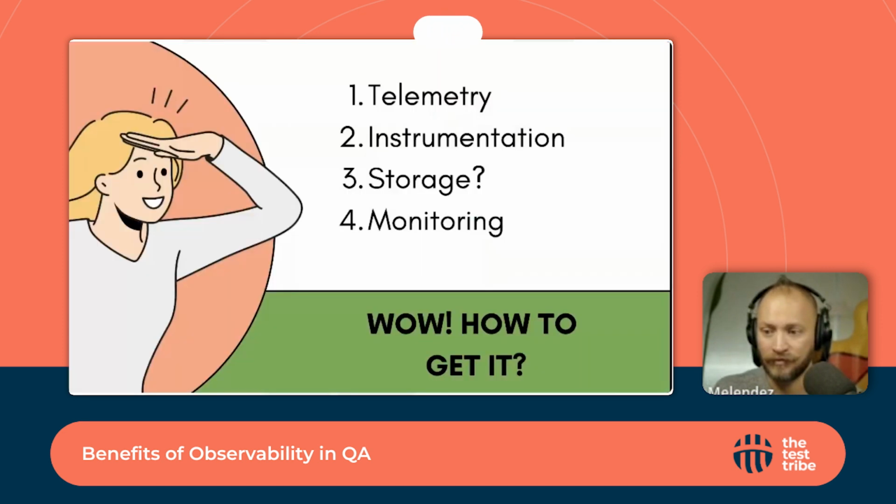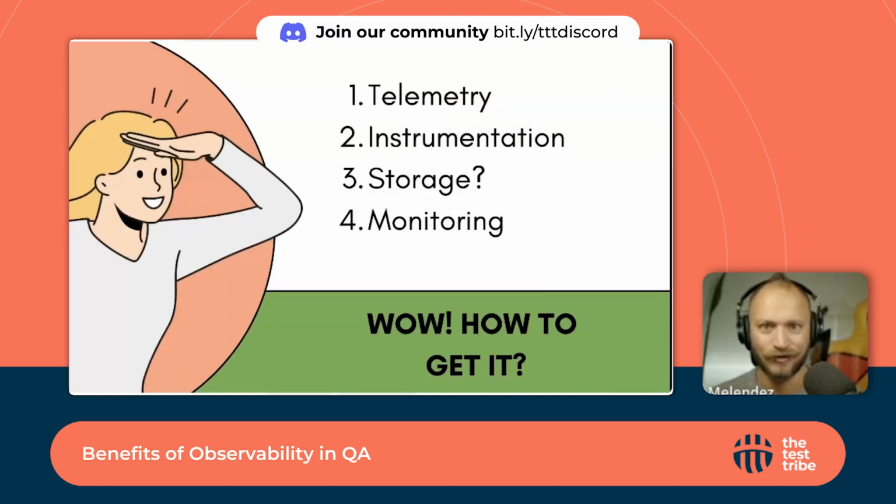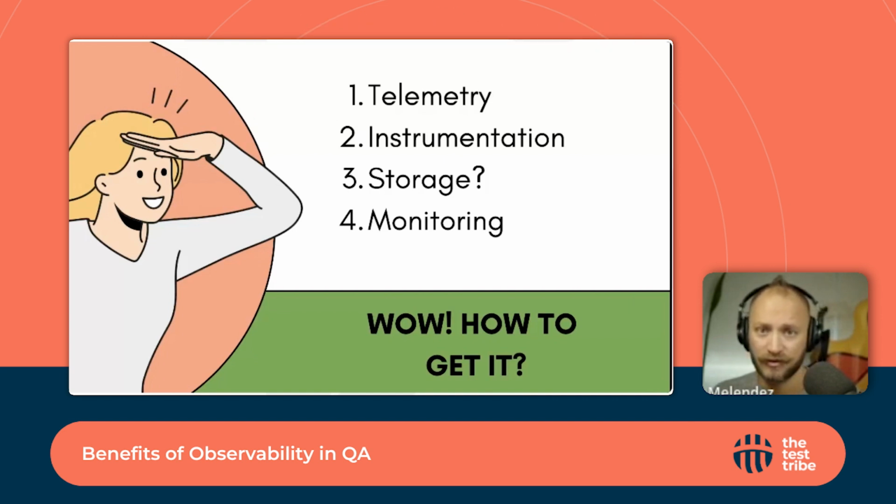But, well, how do we get it? How do we get to achieve observability? We need a few components. First, we need telemetry. Telemetry is very important for observability. We achieve it through instrumentation. We also need some storage, and we need to be able to do some monitoring. And well, these terms are fancy and cool, but what do they really mean?